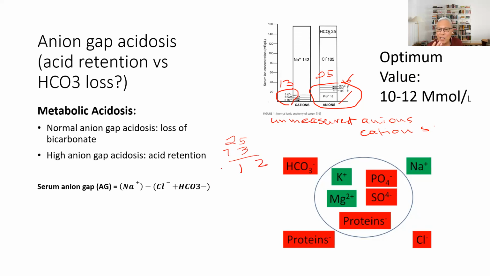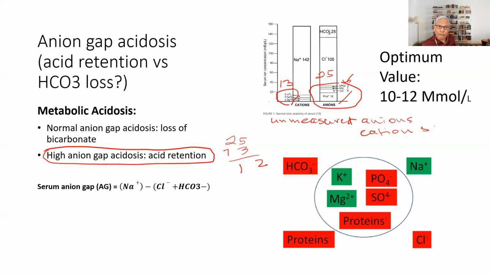So that means the normal anion gap is going to be anywhere from 10 to 12 milliequivalents, depending on the method of our calculation. All right, so let me write this down. The anion gap is increased. So if there is an increase in anion gap, that means we have acid retention.